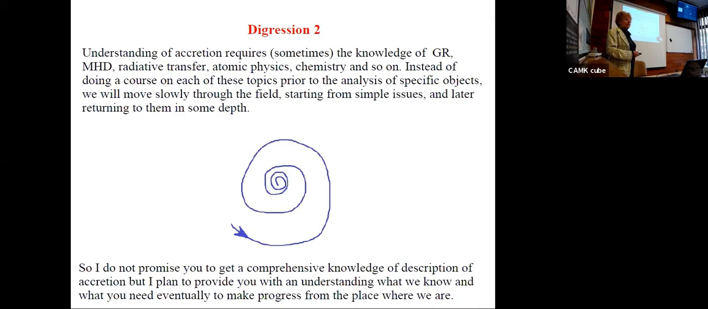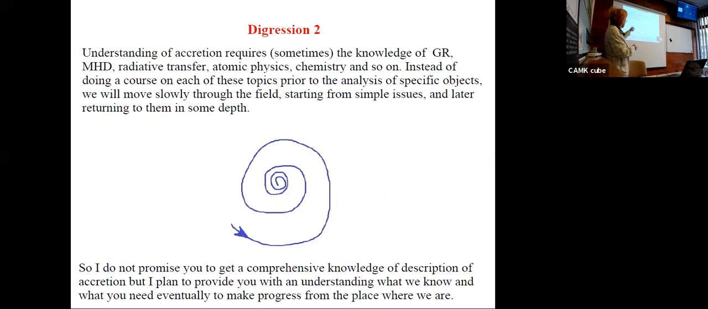Okay, then digression two. Because the topic of accretion is very complicated, and it requires, in a sense, prior knowledge of MHD or GR or everything. There are two ways to approach the topic. Either to introduce a lot of preliminary material, and then at the end to tell you how it applies to actual sources. I think that's kind of boring, because then in advance you don't know which part of physics is useful. So instead, we'll be going more or less along this kind of feature.